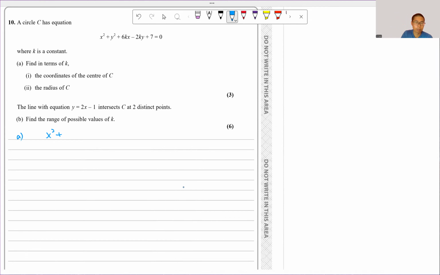So x squared plus y squared plus 6kx minus 2ky plus 7 equal to 0. If you want to find the center and radius, you have to change into x minus a squared plus y minus b squared equal to r squared form. So meaning we need to do completing the square.